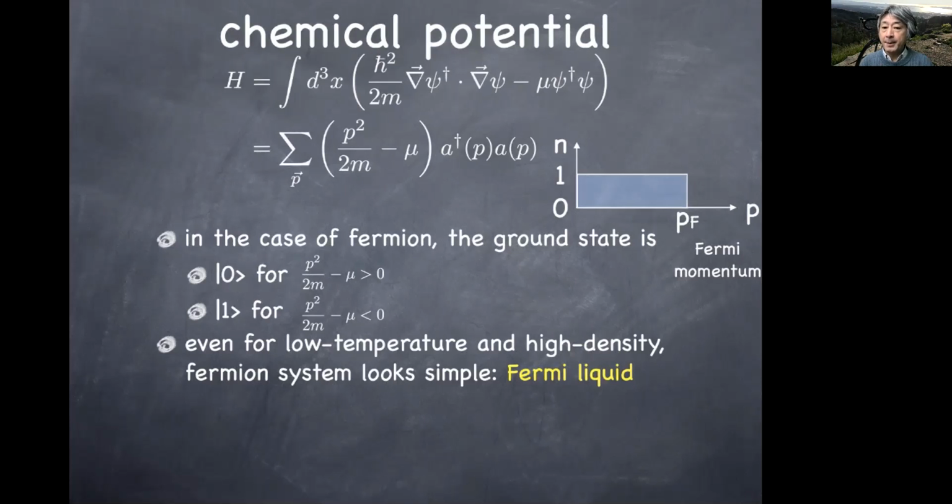So even when talking about low temperature and high density, for the case of bosons, you had this very funny behavior of the bosons and condensate, where millions of particles start to behave like a classical wave. The case of the fermion is a lot simpler. You just occupy states up to a certain momentum. You do not occupy states above a certain momentum.